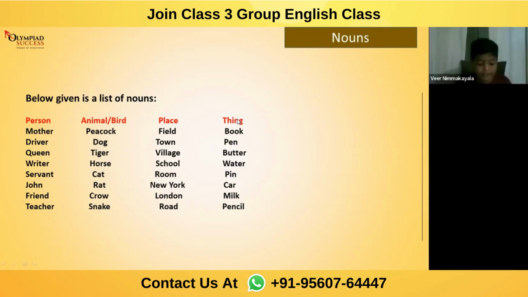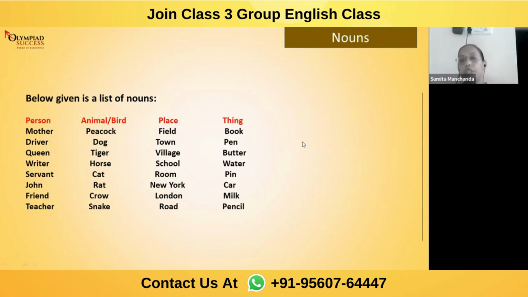Ma'am, person, animal, place and thing. We have to write in every one, ma'am. One for each. But all need to be together. First you will write person, then you will write animal or bird, then place, then thing. Don't write first thing, then place, then bird, then person. Don't do like this. Please go serial wise.